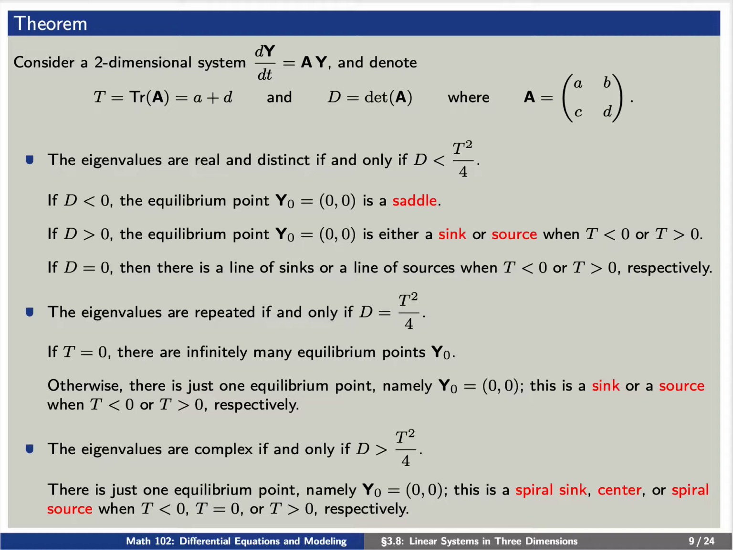Finally, the third case, the eigenvalues of A are complex if and only if D is greater than T squared over 4. In this case, there's just one equilibrium point, and it is either a spiral sink, a center, or a spiral source, depending upon whether the trace is negative, 0, or positive, respectively.